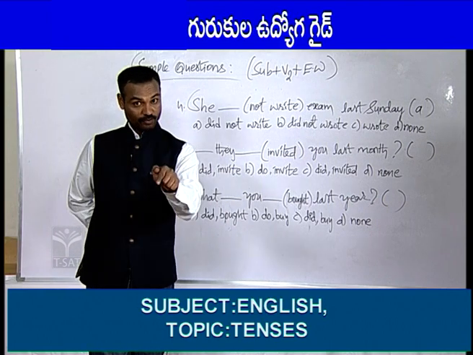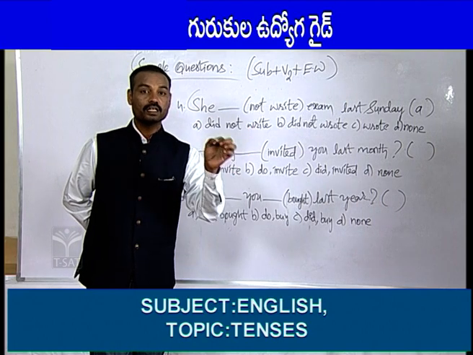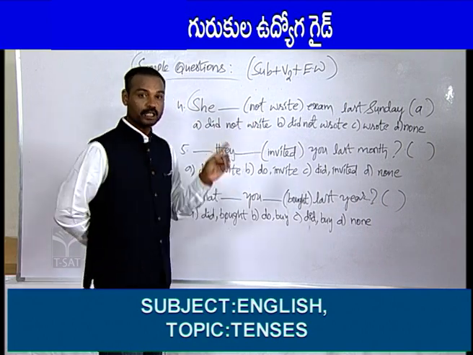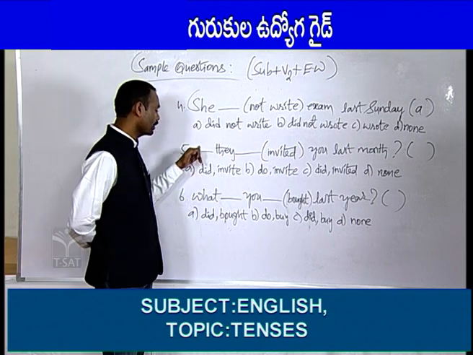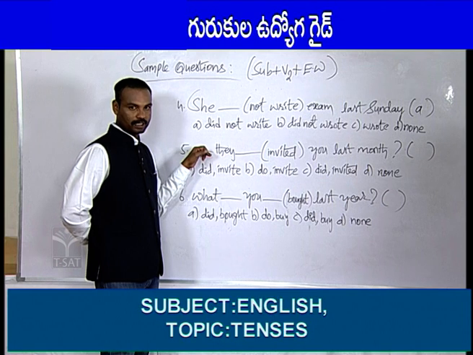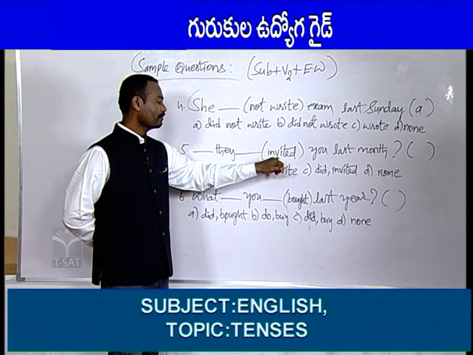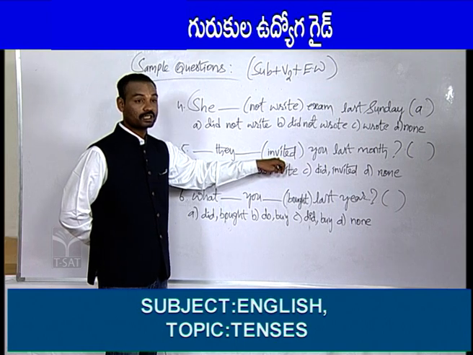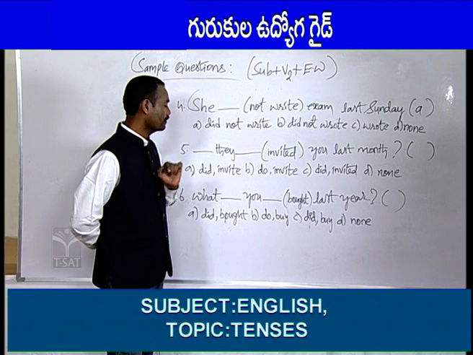Did they invited you last month is a wrong sentence because we are using did. So, did always carries V1. Did they invite you last month? That is the right sentence. So, here in the first dash we should select did. In the second dash we should select V1. What is the V1 of invited? Invite. Invite is the V1 of invited. Did plus invite we should take.